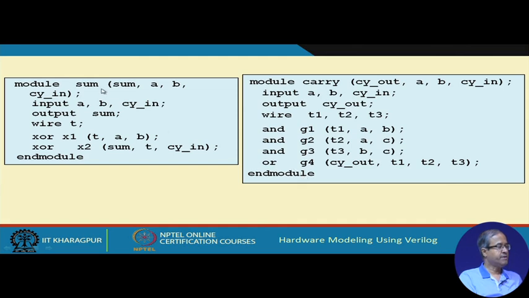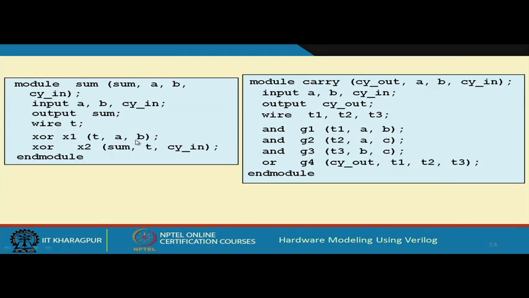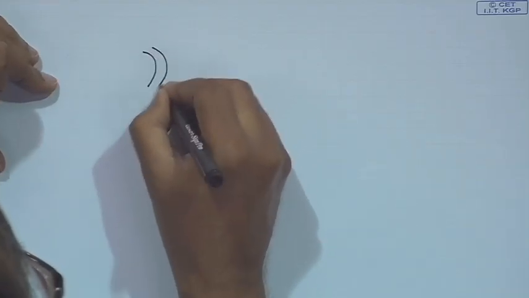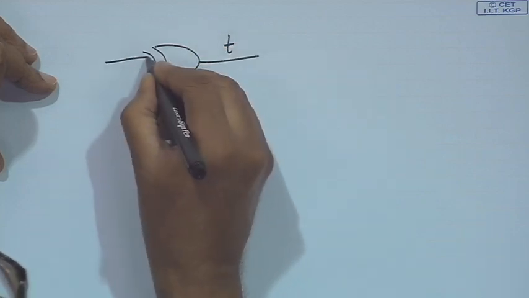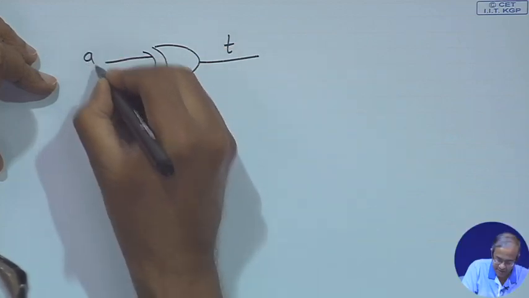You see, sum, this A, B, C in are the inputs, sum is the output, and T is a temporary wire. This XOR is a gate. What does this T A B mean? It means the first one is the output, the second two are the inputs, which means that I have an XOR gate where the output is T and the inputs are A and B.